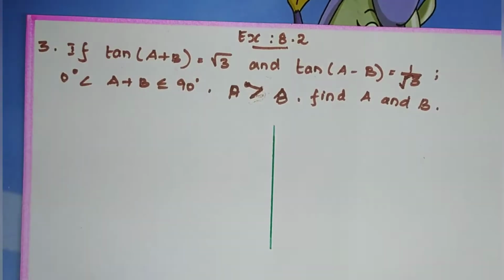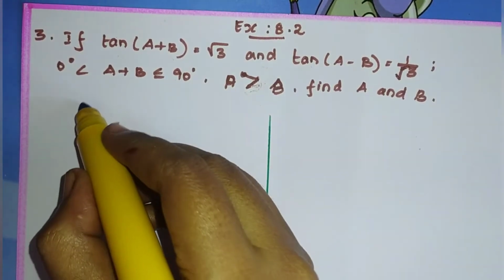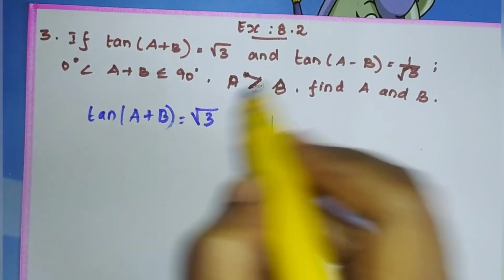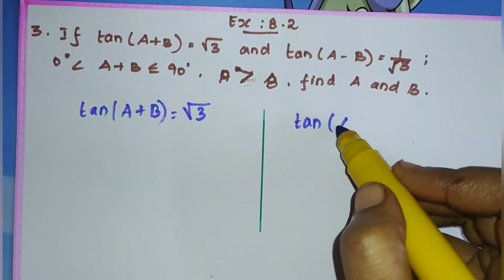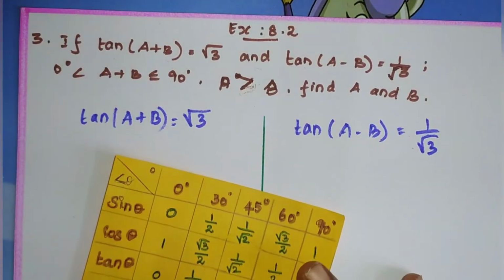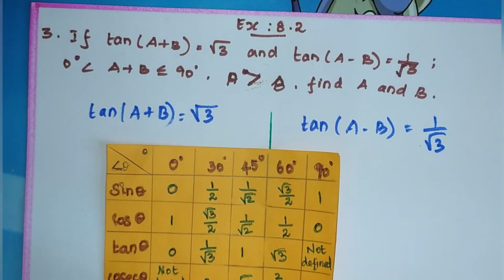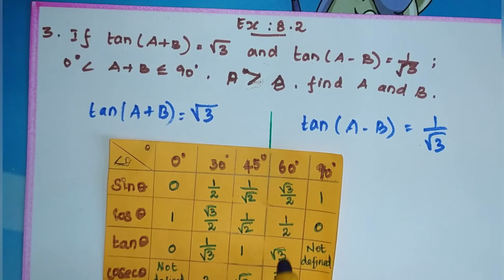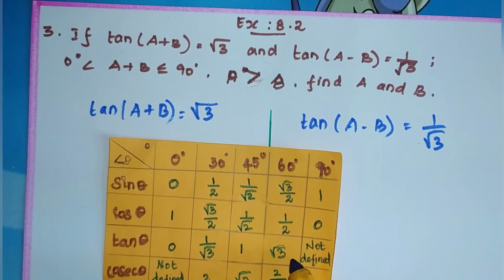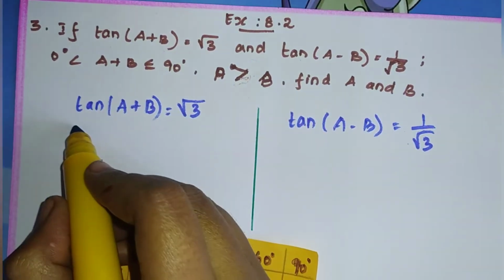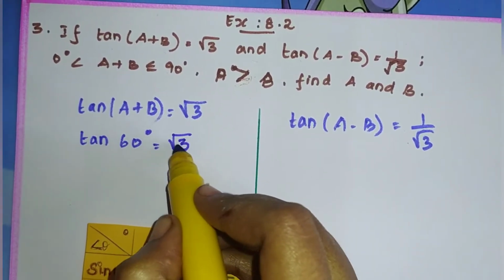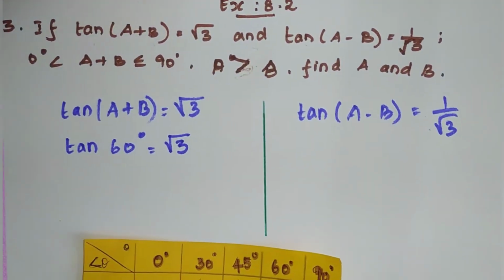First write the given: tan(a plus b) is equal to root 3 and tan(a minus b) is equal to 1 by root 3. Now see the table. In tan, when will we get root 3? At 60 degree. Tan 60 degree gives root 3. So I'm going to write that: tan 60 degree is equal to root 3.